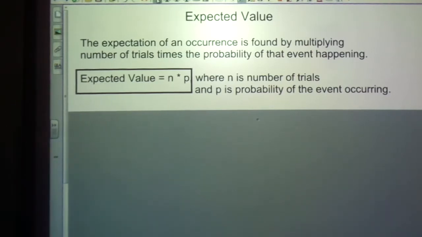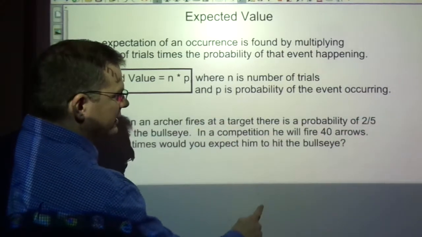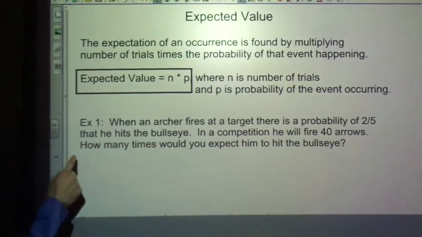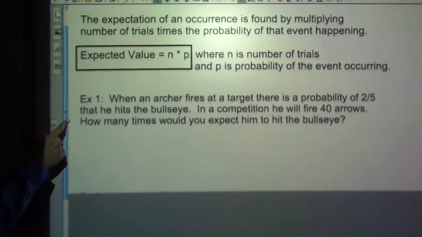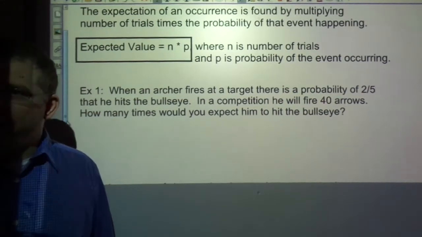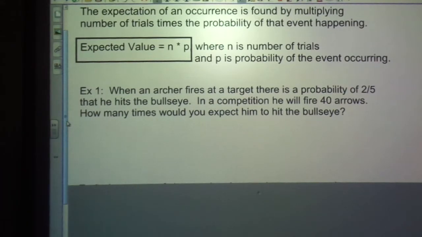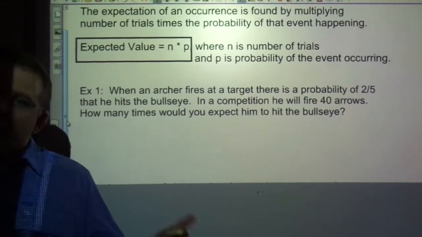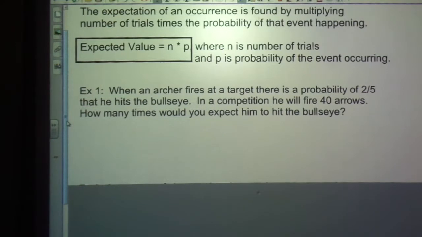So some of these problems are pretty straightforward and pretty easy, something like this, where we've got a guy who fires at a target with a probability of 2/5 that he hits the bullseye. So his chance of hitting the bullseye on average over the long term is 2/5. In the competition he fires 40 arrows. How many do we expect him to hit?